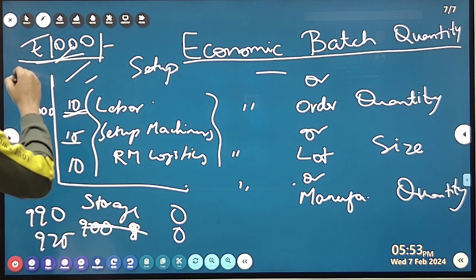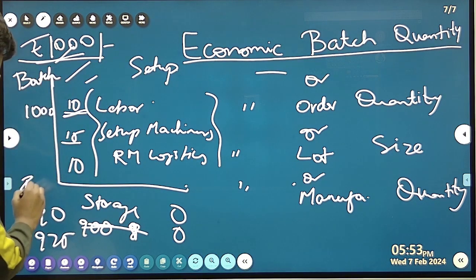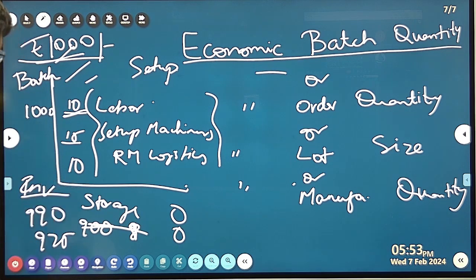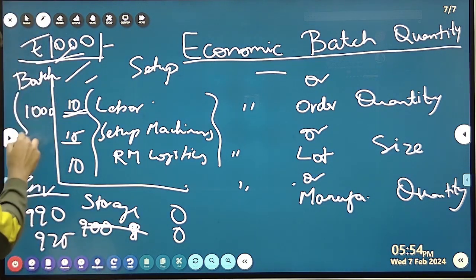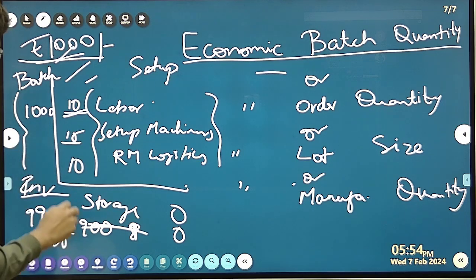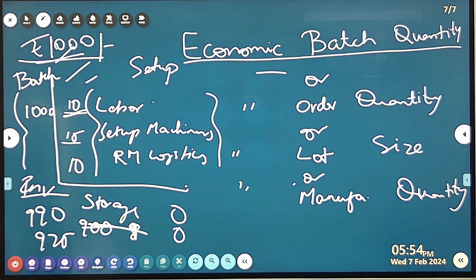So balancing your number of batches of production and your inventory cost, at what level can you balance them well, so that your cost is minimum? That quantity is called your economic order quantity. You understood?